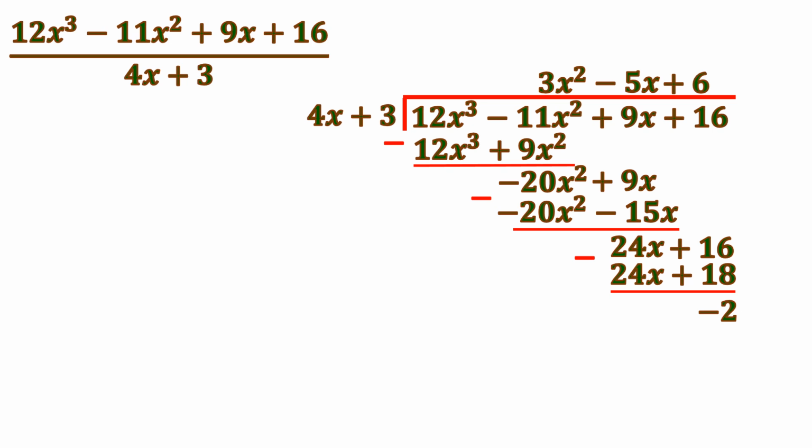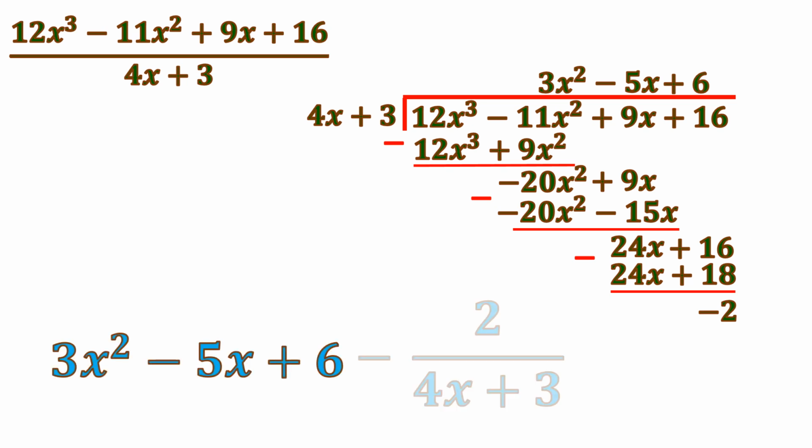So we have the quotient on top, 3x squared minus 5x plus 6, and then minus 2. Then we're going to put the remainder over the divisor, 4x plus 3. So that's how you do it if there is a remainder. It's negative 2, the remainder, over the divisor 4x plus 3. And that is the quotient.